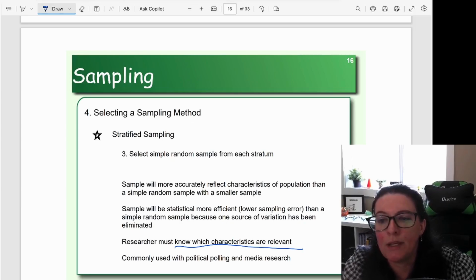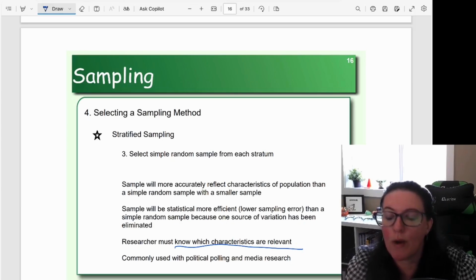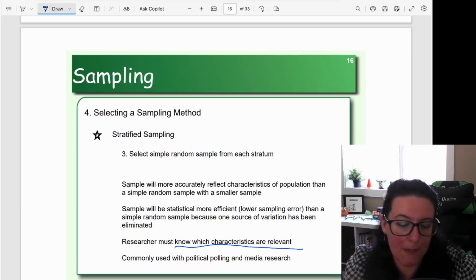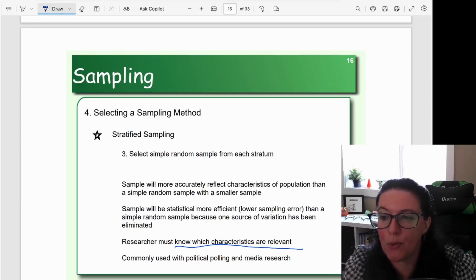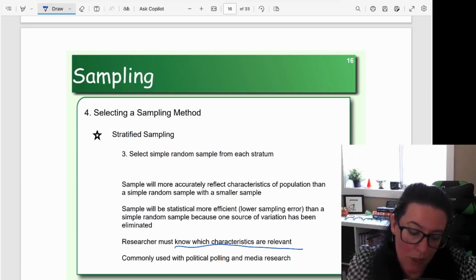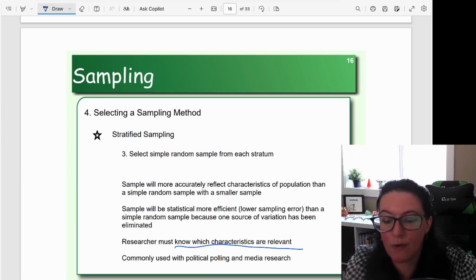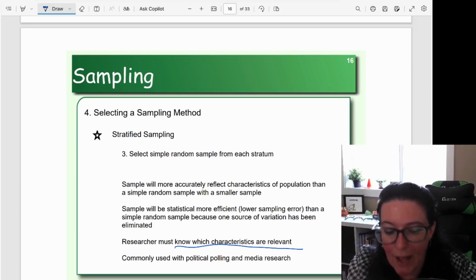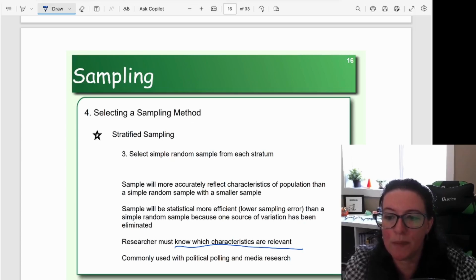This is commonly used with political polling, right? We have key voting groups. So we would ask people who have historically voted conservative versus people who have historically voted more liberal, and we ask them their thoughts about the leadership.